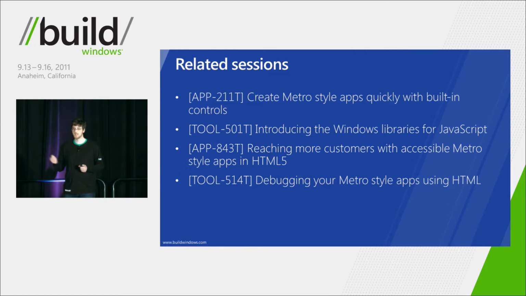Then there's introducing the Windows library for JavaScript. That goes into all of the detail you need to use WinJS to its most effectiveness, including not just the pieces we talked about here today, but other toolkits and helper methods for structuring your app. Then we have reaching more customers with accessible Metro-style apps in HTML. Again, highly recommend this, because honestly, if you try to read the ARIA spec online, and you just want to say, oh, I want to make my app accessible, how do I do that? The spec is huge.